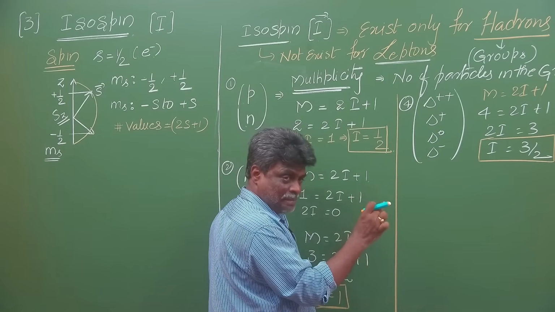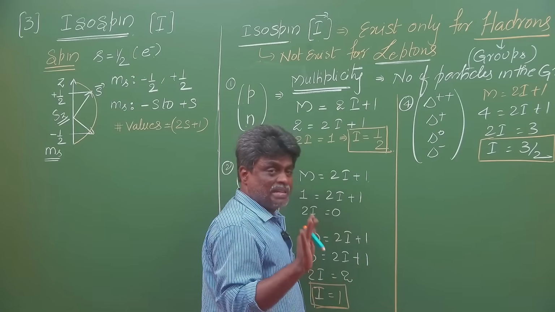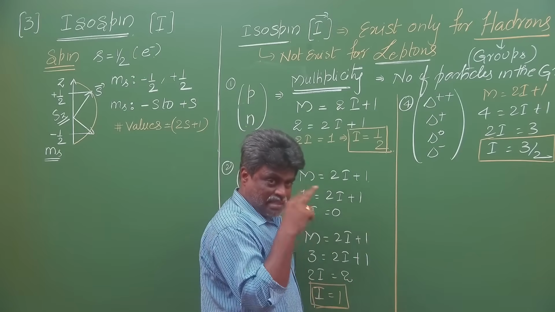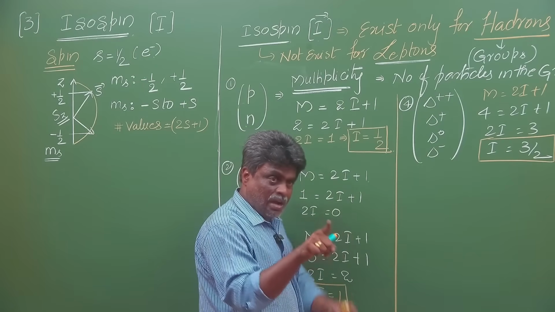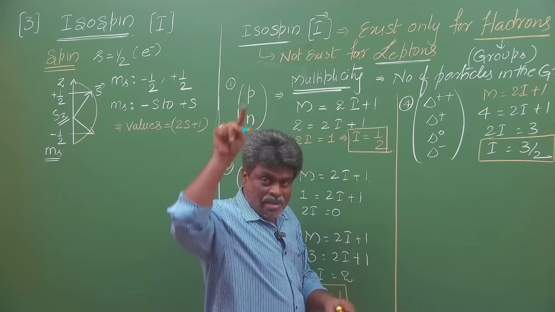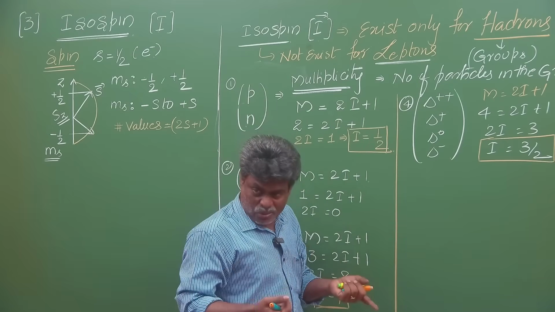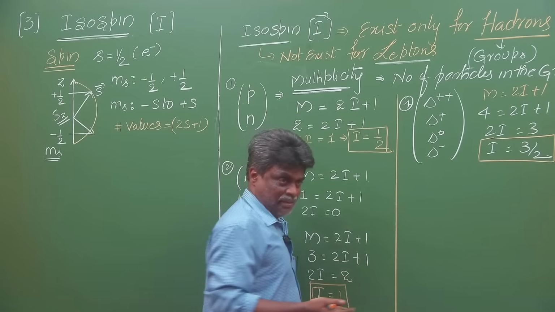Now I will write the particle, you please tell me its I. That means by seeing the particle, you have to connect it to the bracket, see how many are there, and say the isospin. Are you ready?